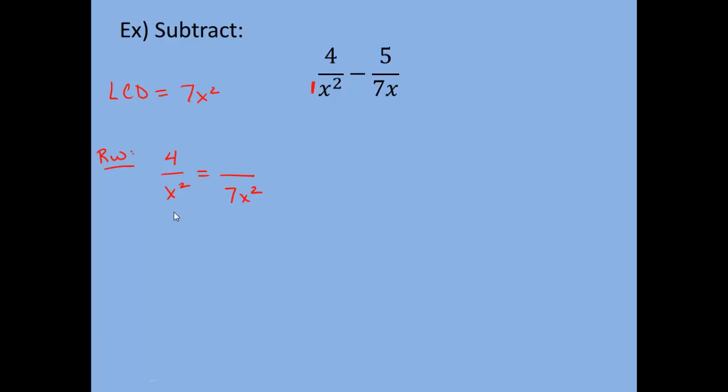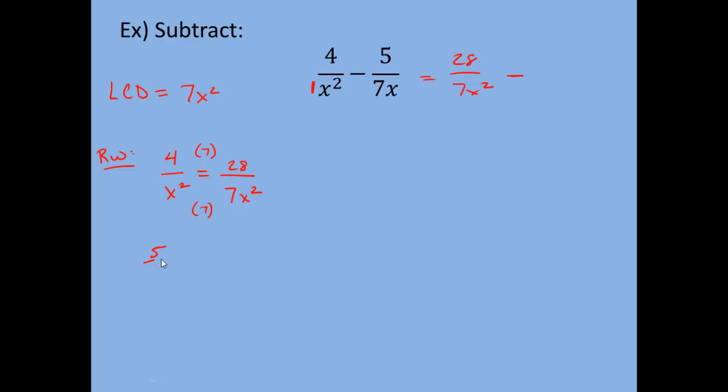And basically you want to ask yourself, okay, x squared times what gave me a 7x squared? Well, you really multiplied by a 7 down here. So whatever you did in the denominator, you got to do up top in the numerator. So 4 times 7 will give you 28. So we're going to rewrite the 4 over x squared as 28 over 7x squared. So I'm just replacing that first fraction with 28 over 7x squared. This is a minus sign, so it's going to stay minus. We're still subtracting.